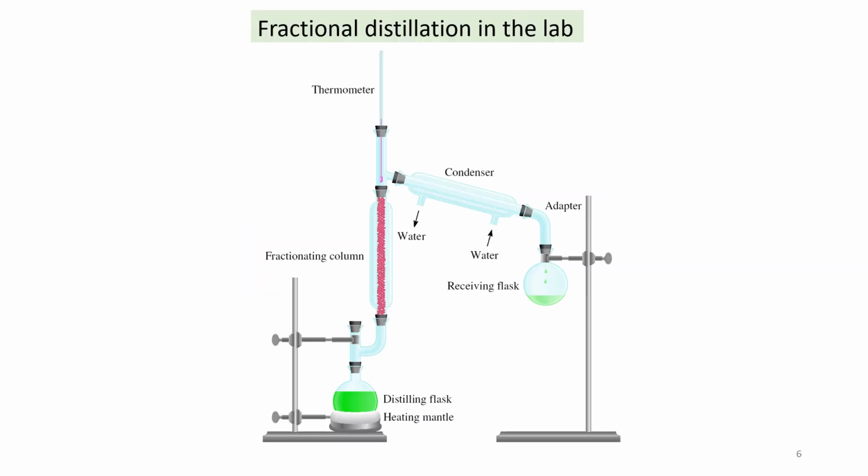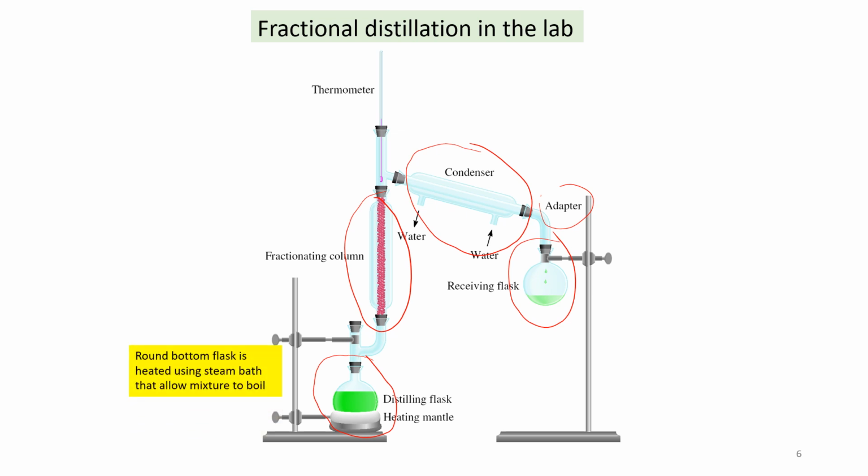Let's take a look at simple fractional distillation in the lab. The apparatus that we need for this setup is a round bottom flask, which is connected to a fractionating column and then to a condenser, and we are also going to have the adapter and the receiving flask. First, we see the round bottom flask is heated using a steam bath that allows the mixture to boil. We are using a steam bath to avoid direct heating, and don't forget to also add boiling chips to avoid bumping.